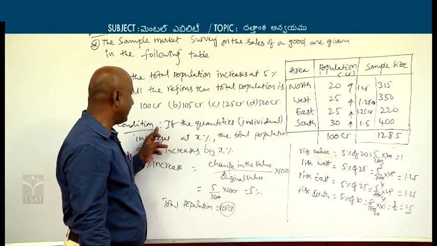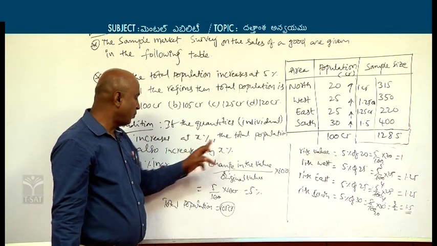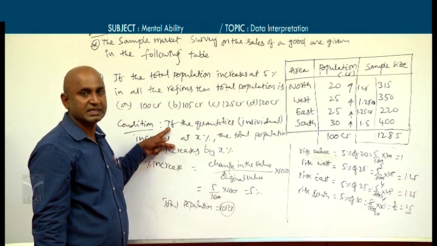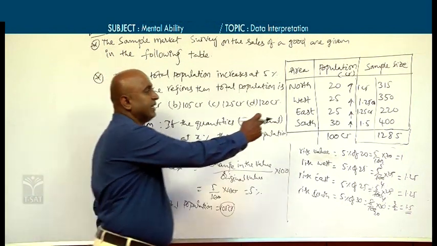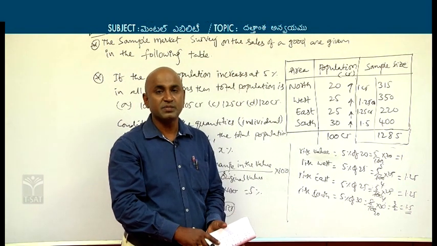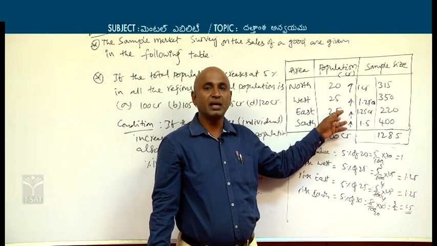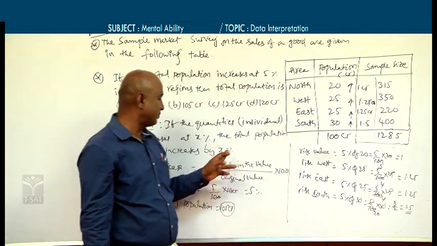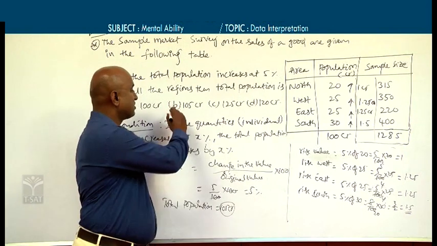So what is the statement? If the individual quantities increase at X%, then the total population also increases by X%. This is the concept associated with averages. Don't think that because there is 5% here, 5% here, and 5% here, the four 5% mean the population increases by 20%. Aspirants often make a mistake right here and put 120 crores as the answer. So it is not 120 crores; the answer is 105 crores only.